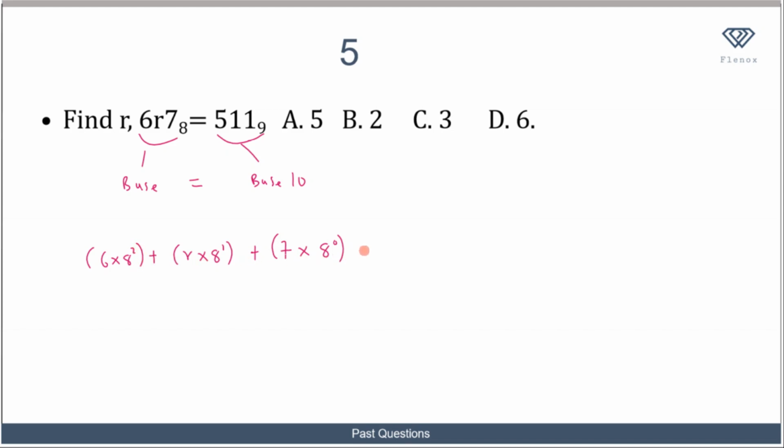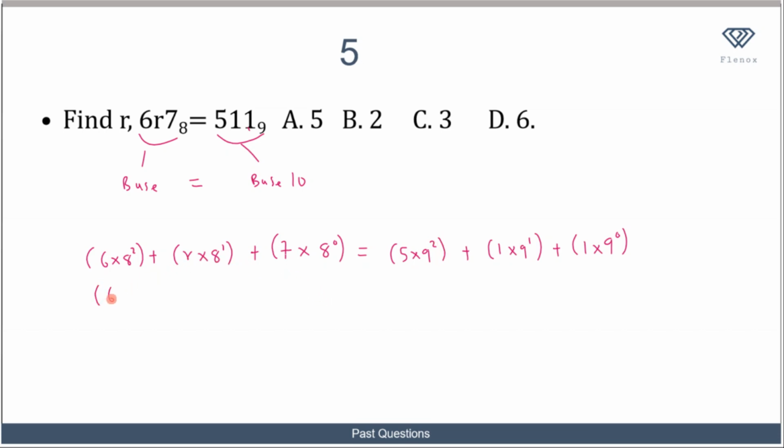We know that that must be equal to the right hand side. We start out with the unit digit, which is 1. So we have 1 times the base, 9 to the power of 0, then plus 1 times 9 to the power of 1, then plus the next digit, 5, 5 times 9 to the power of 2. Then it's all about simplifying.